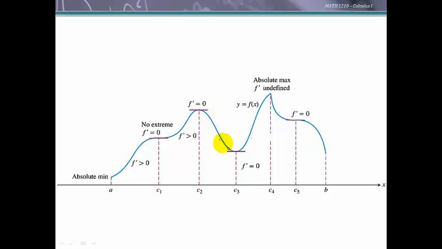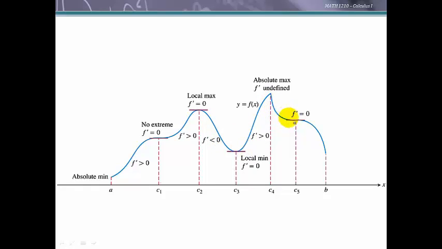Let's look at the function here. We see that we have a negative slope. The derivative is negative. The derivative was positive, then it was 0, then it was negative. That's a way to identify a local max. Looking here from C3 to C4, we see that the slope of the tangent here is positive. The derivative is positive there. The derivative was negative, 0, positive. That's how we can identify a local min.